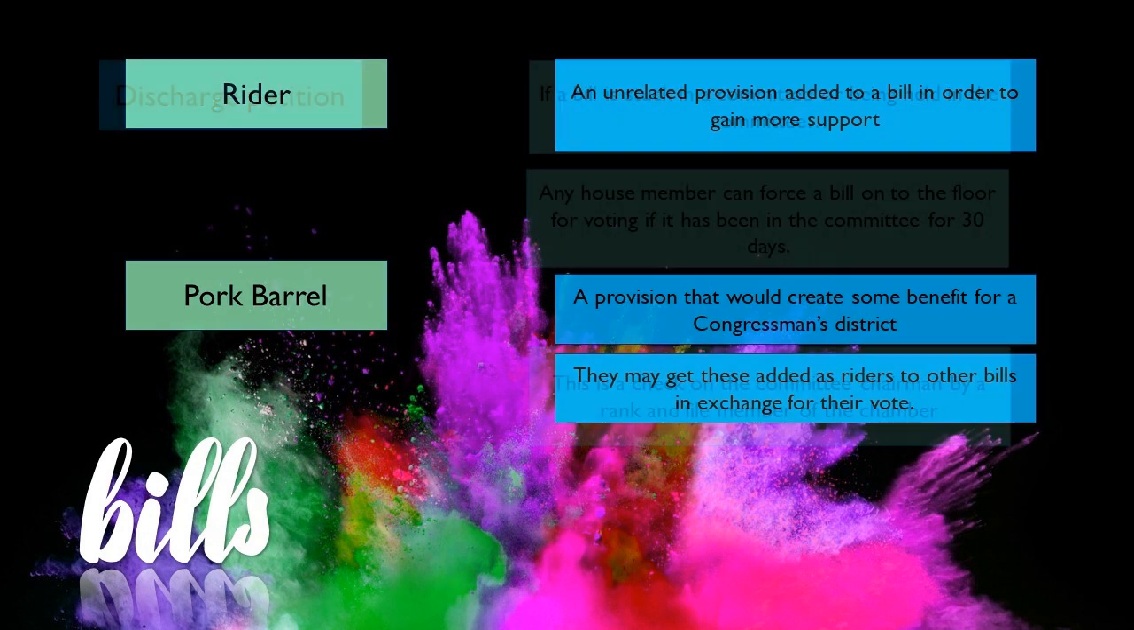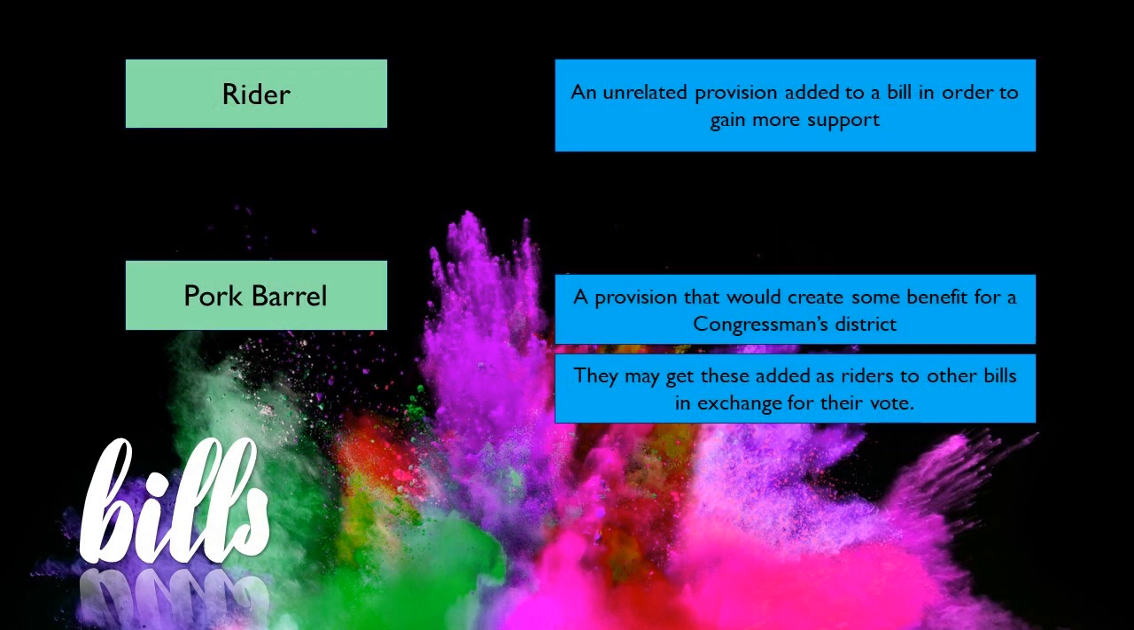All right, here's a couple terms that are very important. We will be using these a lot. This is rider and pork barrel. A rider, these are similar concepts here. A rider is an unrelated provision that's added to a bill to get more support. So you can add unrelated things to a bill, and that might be enough just to get one extra person's vote. And so this is how a lot of those projects for their home districts get passed.